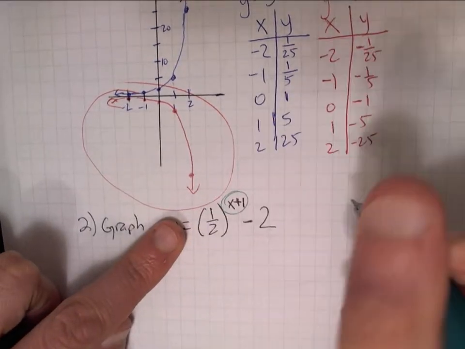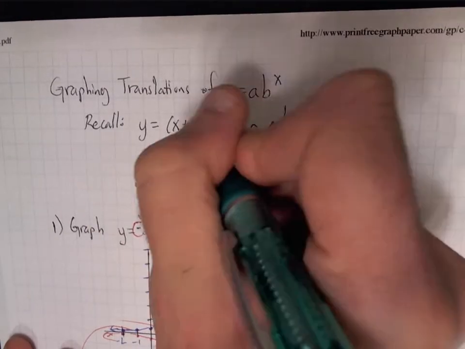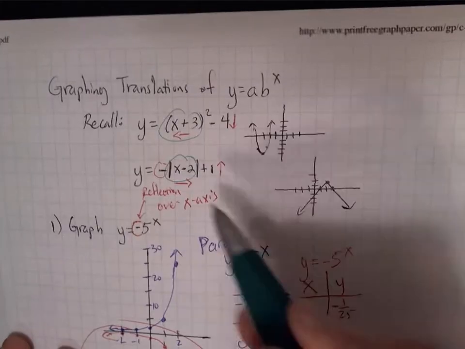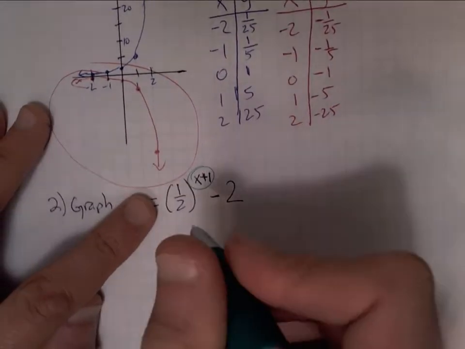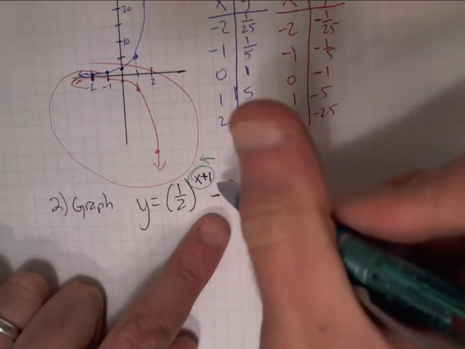And just like the other guys, when it's included with the x, just like these guys over here, here, and here, it's a horizontal shift. It's the opposite of what you think. So that's going to be a shift to the left 1. And this is going to be a shift down 2.